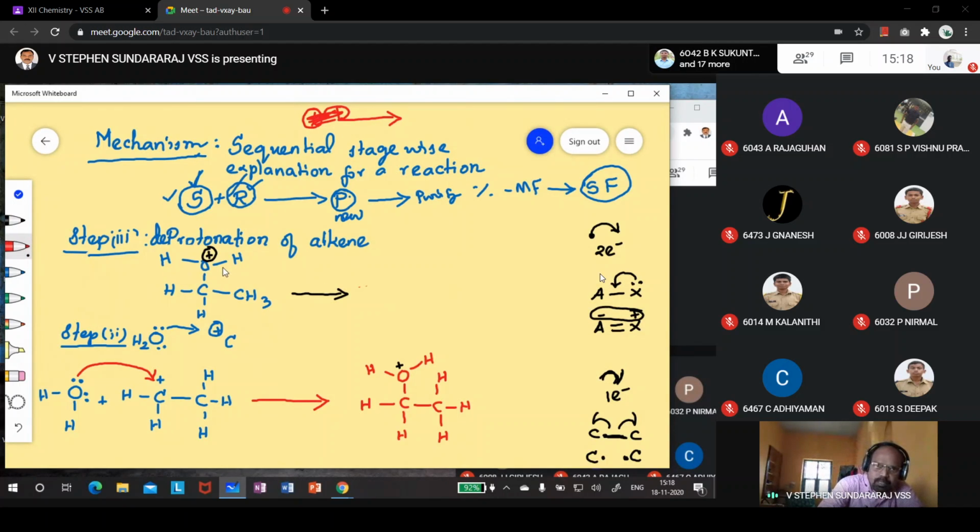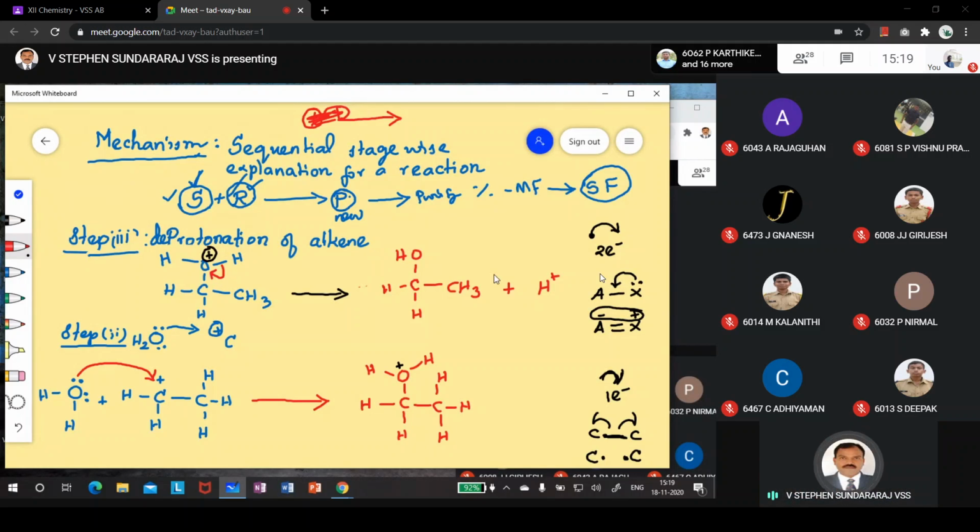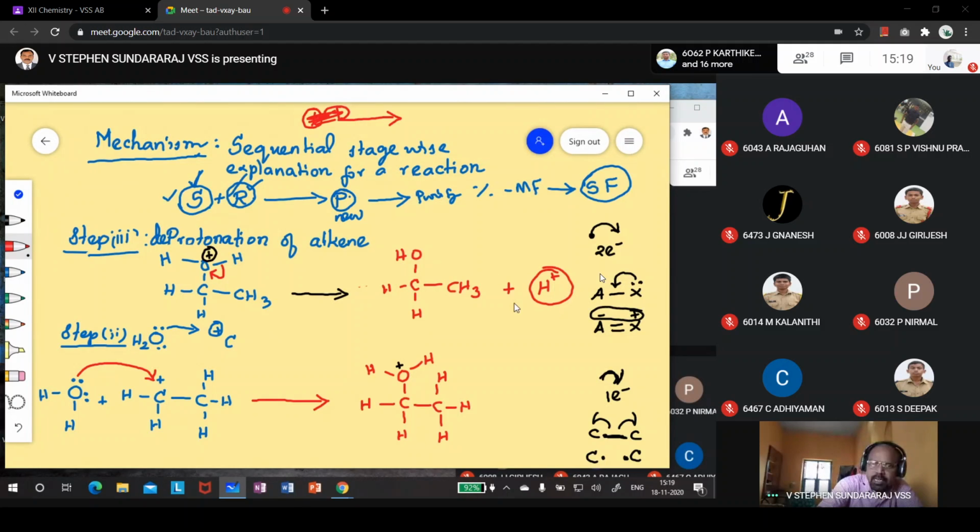See now, you have to learn how to show this bond like this. So that means the bond electrons come to oxygen. So what will happen? C, H, here O, H, and now this positive charge will be moving, CH3 plus H plus. Once you show that the bond electrons are coming to the oxygen atom, understand that H is going without its electron, H plus.